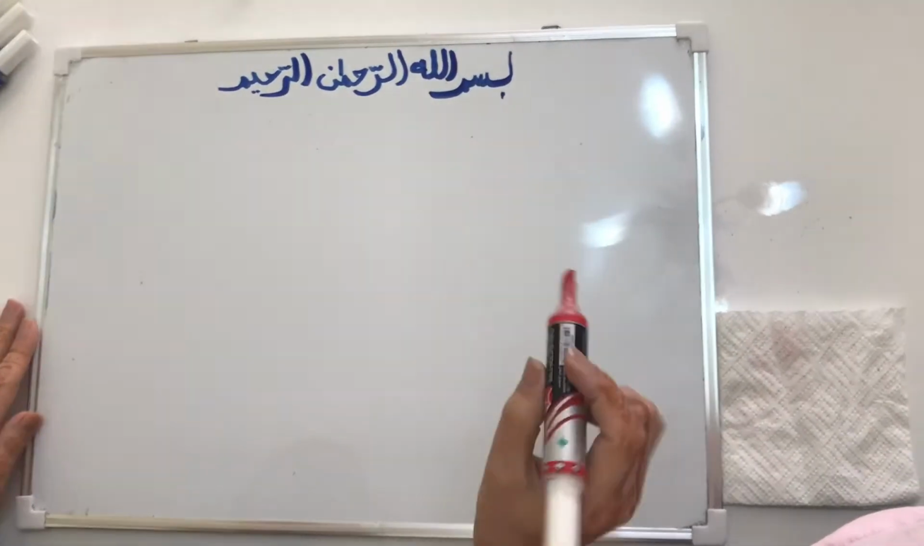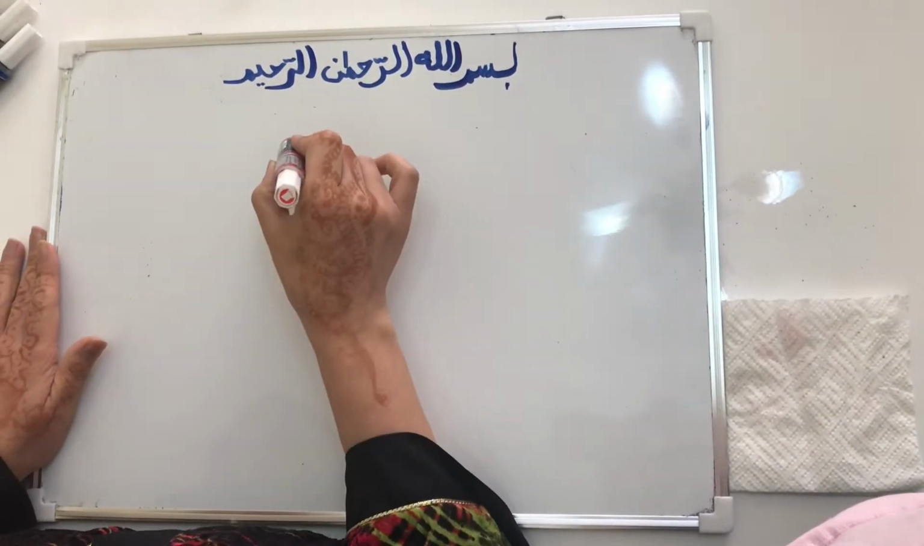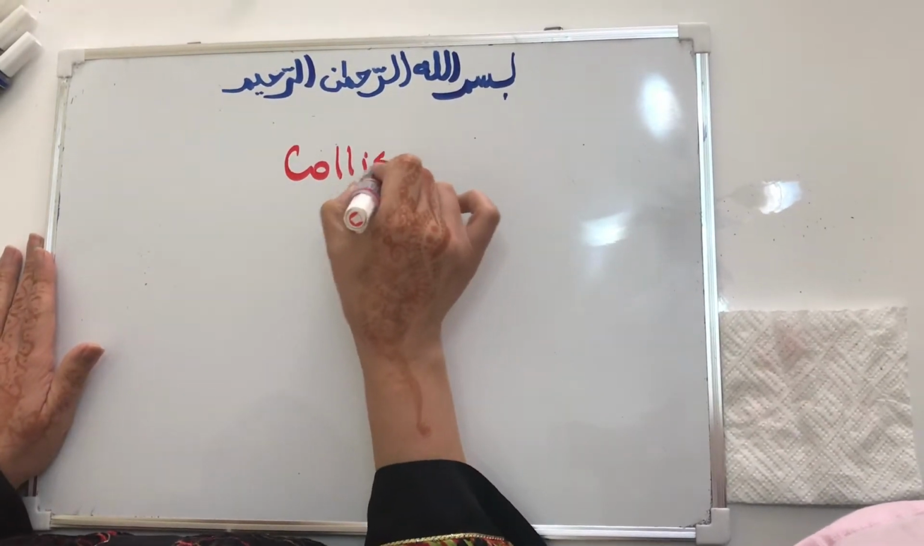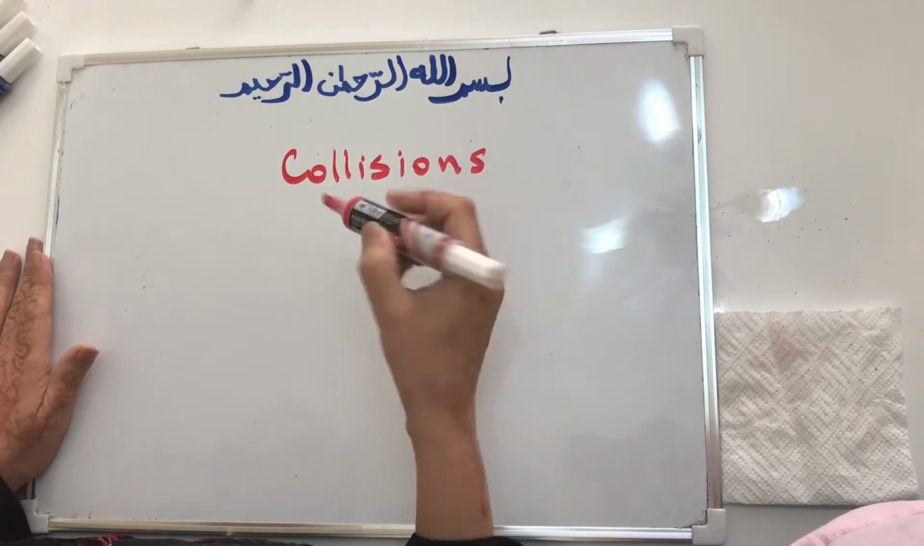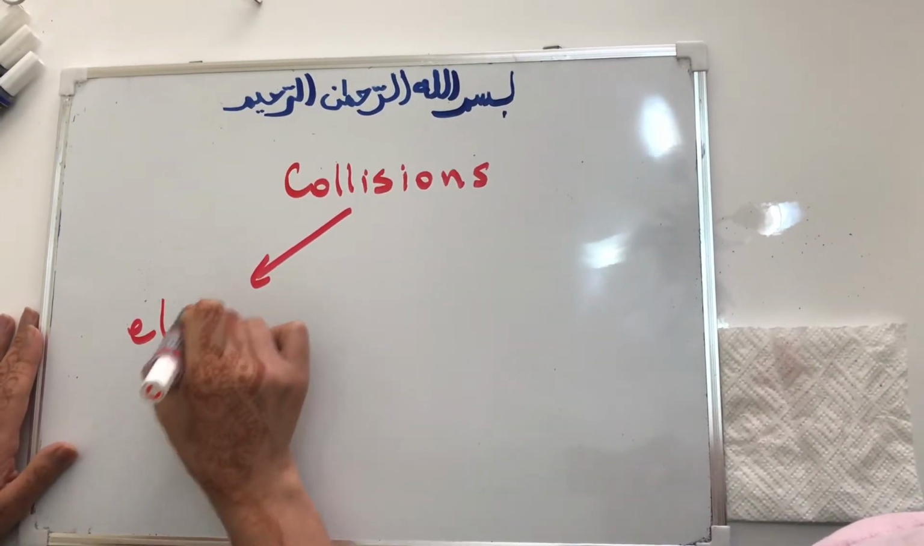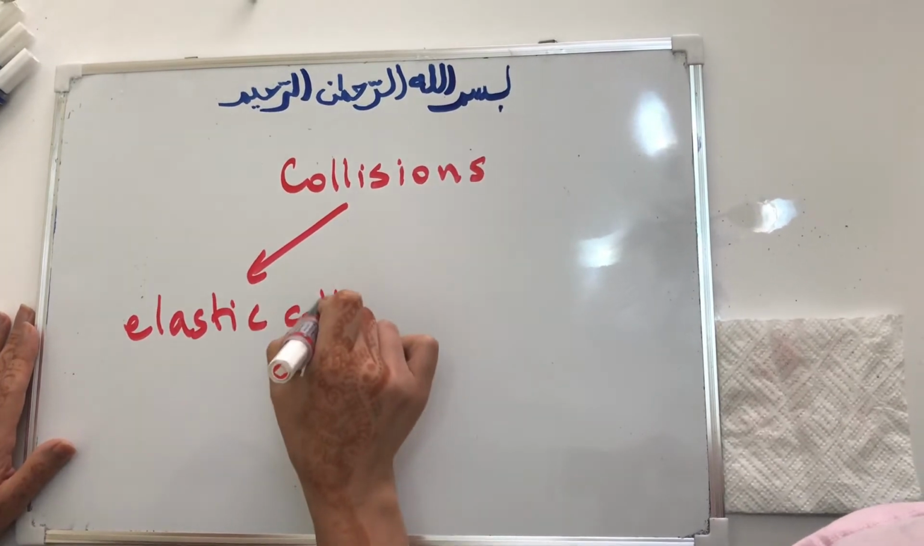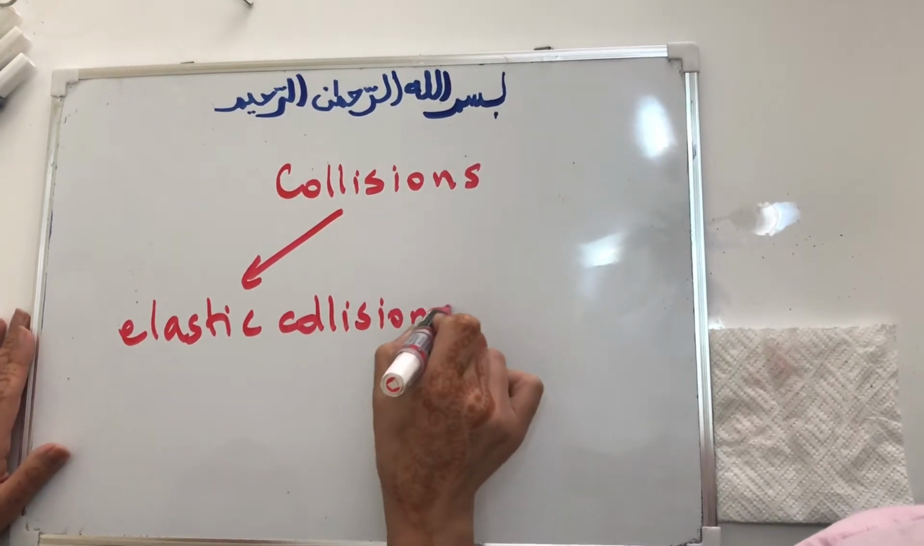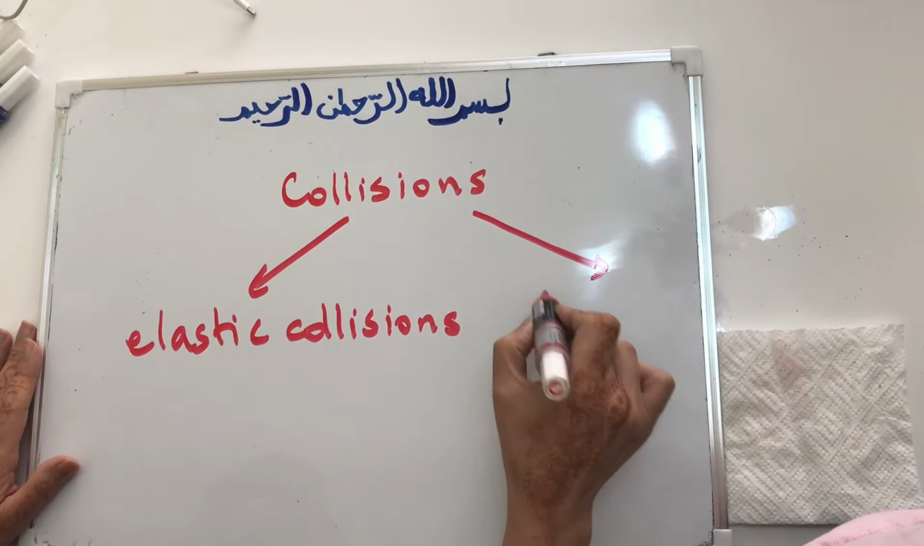Okay, we'll continue on momentum. Now we're going to talk about collisions. We have two types of collisions. We have elastic collisions, and we have inelastic collisions.